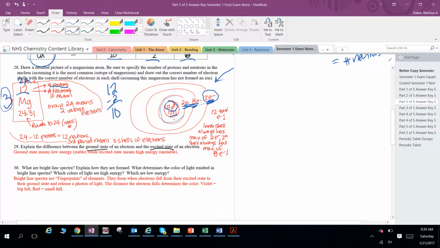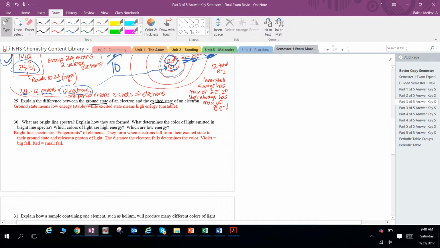What about the neutrons? The average atomic mass is the bottom number on the squares on the periodic table. If I round that to the nearest whole number, that will tell me the most popular number of neutrons that a magnesium has. So 24.31 rounds to 24. So I do 24 minus the 12 protons, and I get 12 neutrons. So that's the other piece that I needed for my picture.